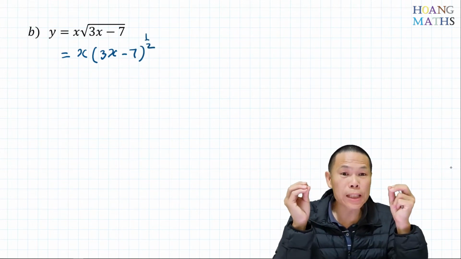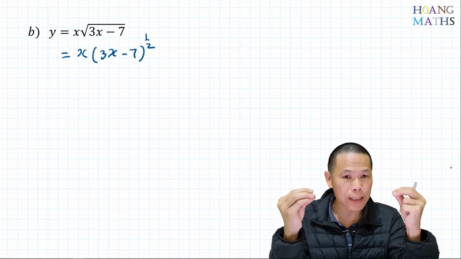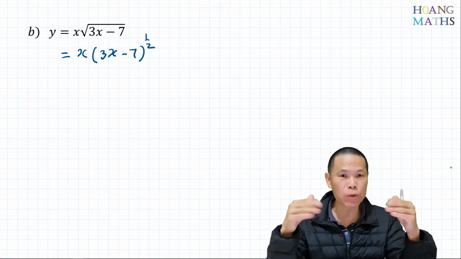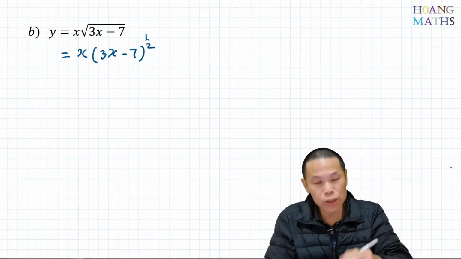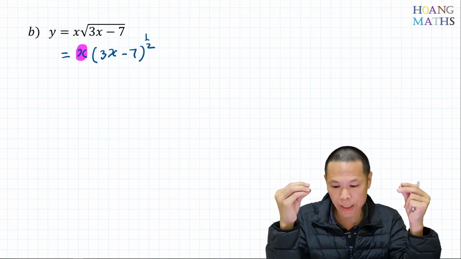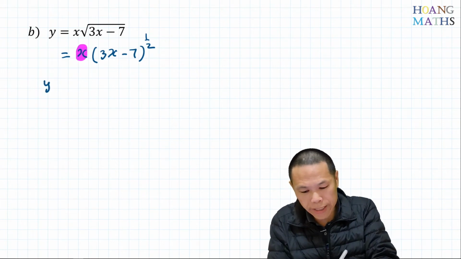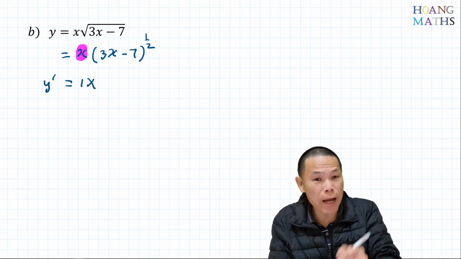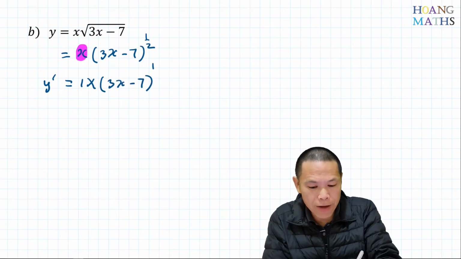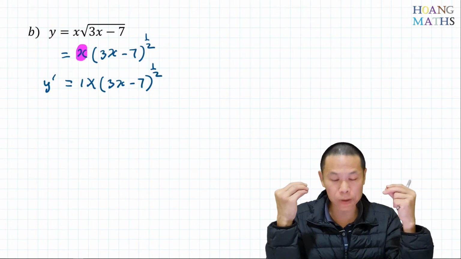So now to differentiate this, we use the product rule. We differentiate the first function and times by the second, plus differentiate the second function and then times by the first. Okay, and then we tidy up by simplifying. So the first function is x. Differentiating x gives me 1. So y dash is equal to 1 times by the second function, which is 3x minus 7 to the power of half. And then we differentiate the second function, then times the first, okay?